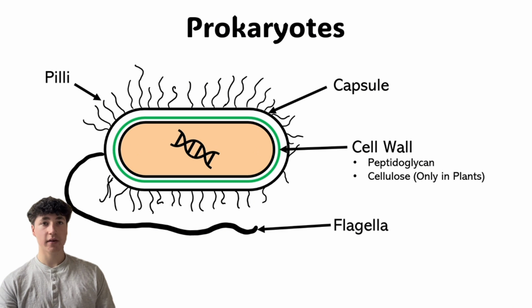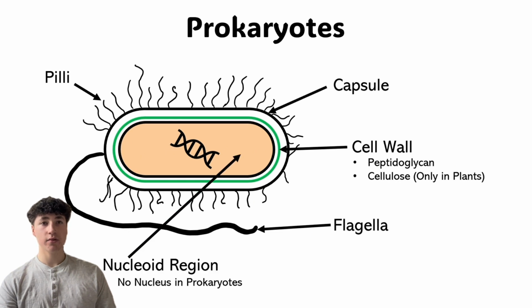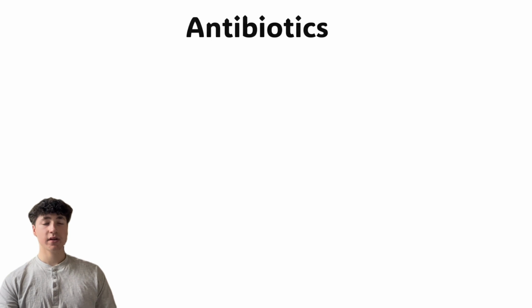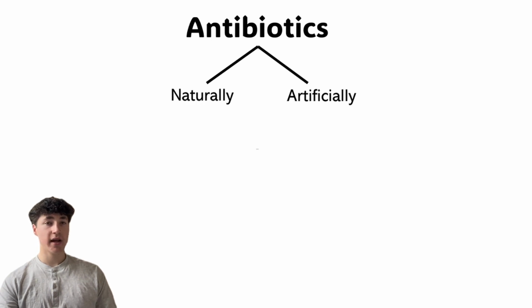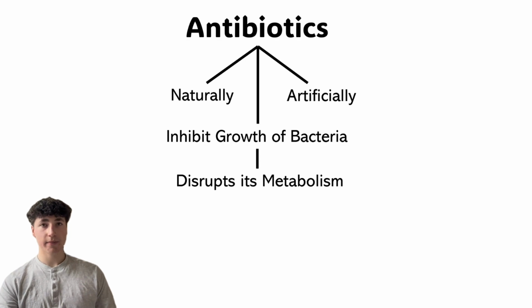Some have spirochetes, which use rotating filaments, which allow it to move. And then others have filamentous chains. These allow it to glide through swamp-like areas. Bacteria doesn't have a nucleus, so the DNA is in the nucleoid region. Antibiotics. So antibiotics can either be naturally or artificially produced. They inhibit the growth of bacteria by disrupting its metabolism.